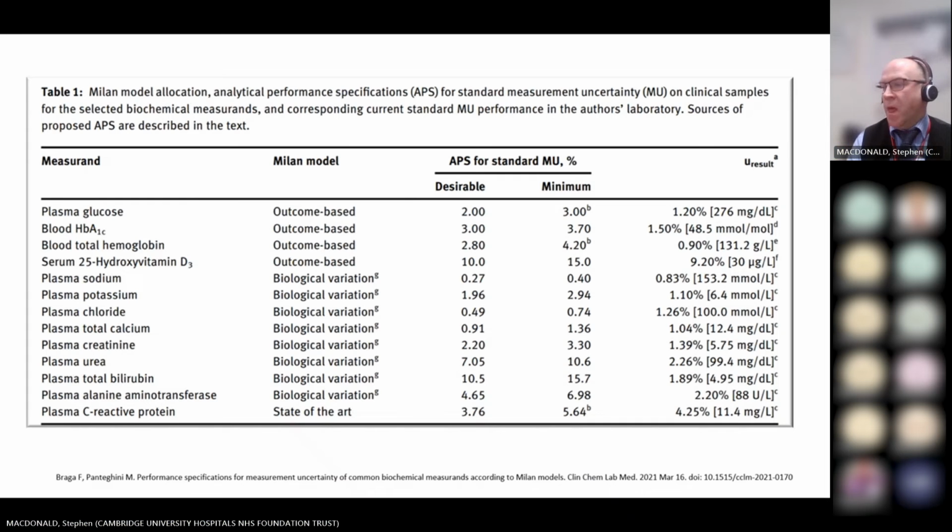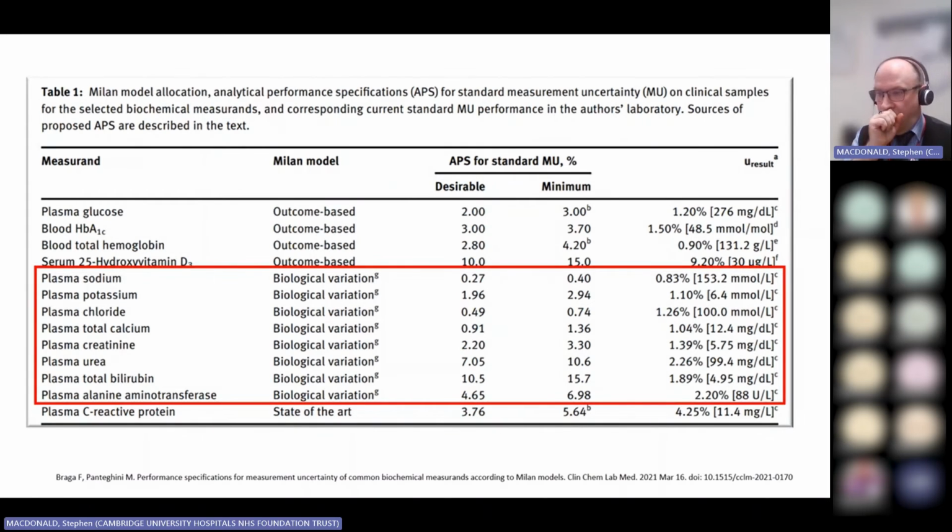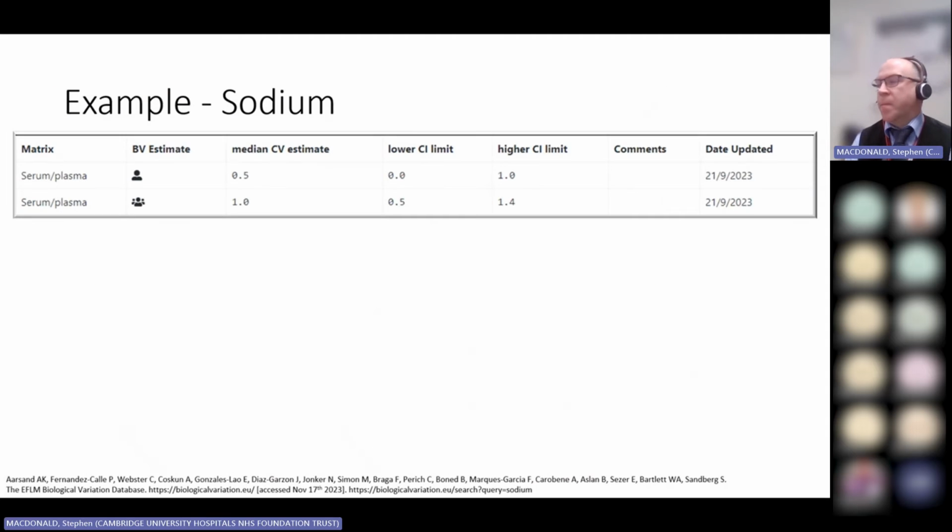Going back to the study from 2021, you'll see of the most commonly requested measurands that were tested in this paper, most of them fell into the biological variation category. So we've got some electrolytes in there and some kidney function tests and things like that as well. But by using the biological variation data, just the same as we did in the outcome-based, we can have desirable criteria and minimum criteria calculated in different ways, which we'll talk about in the next slide. So that gives us the target for what we should be trying to achieve in the laboratory.